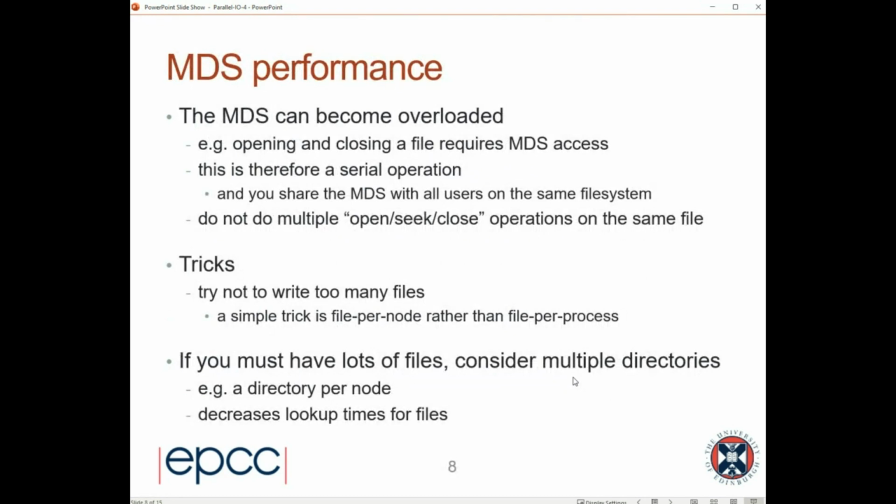The MDS can become overloaded. On ARCHER, the MDS was very underpowered, and that was an issue. But on ARCHER2, it's a lot better. Opening and closing a file requires access to the MDS, which is a serial operation. Basically, if you ask to open 1,000 files, then it will have to do them one by one, and that will become a serial bottleneck.